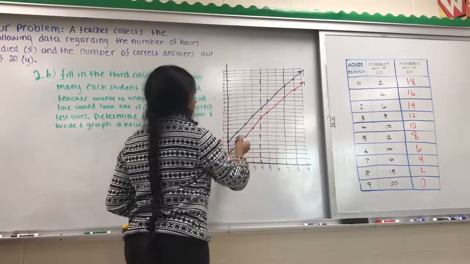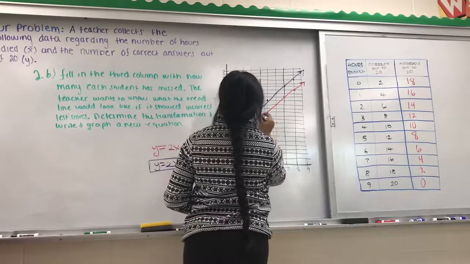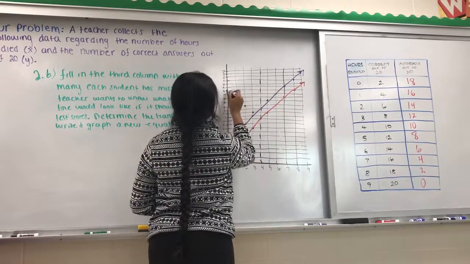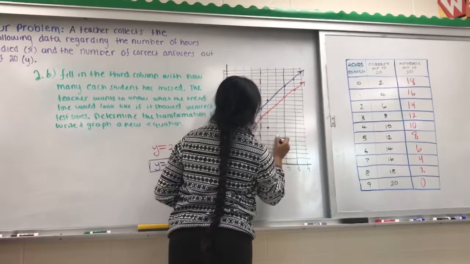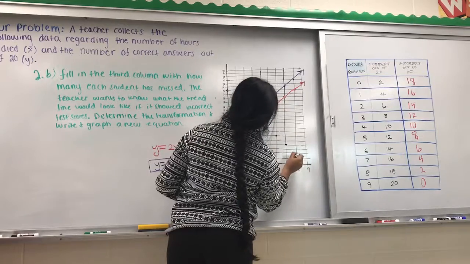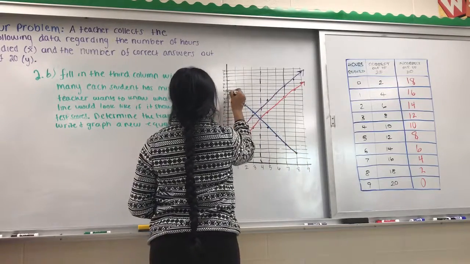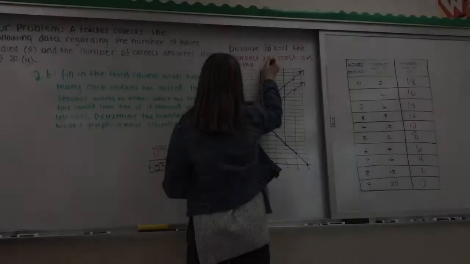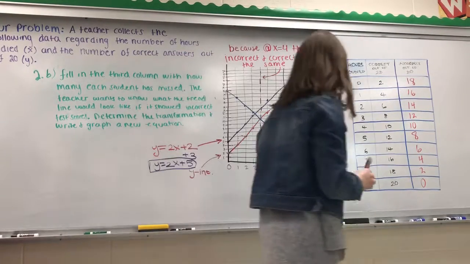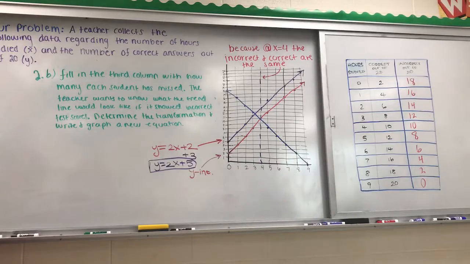So once you plot the points with your new y coordinates being how many they got wrong, you'll transform these points across the x equals 4 line. This equation is y equals negative 2x plus 18 and shows incorrect answers versus hours studied. Note that we used x equals 4 as our transformation line because it shows incorrect and correct are the same at this line.